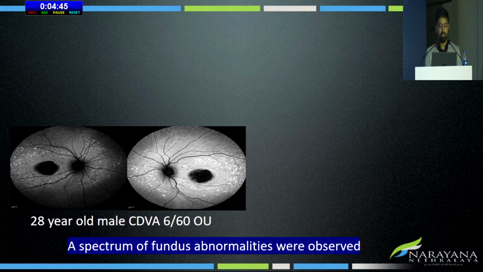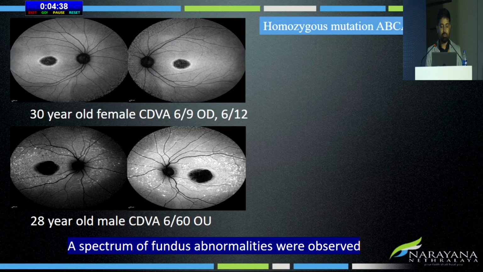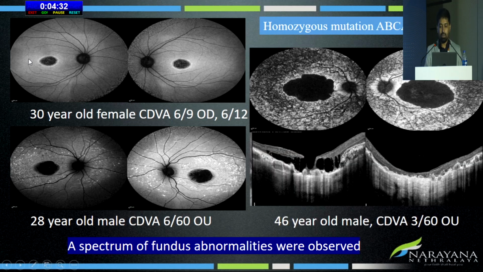A spectrum of fundus abnormalities was observed. This was a 28-year-old male with typical Stargardt's with flecks and atrophic macula, who had a homozygous mutation in ABCA4. This was one more, a 30-year-old female with better vision, but there were no flecks, just a ring of hyperautofluorescence. And there's one more 46-year-old patient with extensive degenerative changes with outer retinal cavitation and choroidal changes. All of them had the same mutation, but these kinds of changes were never reported.